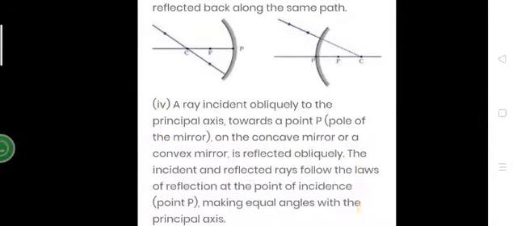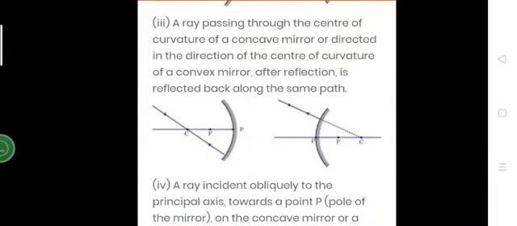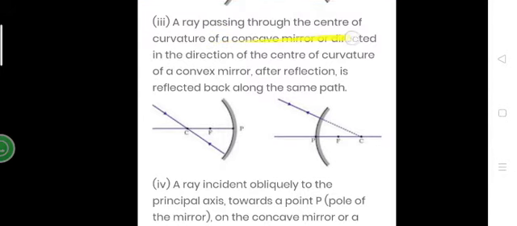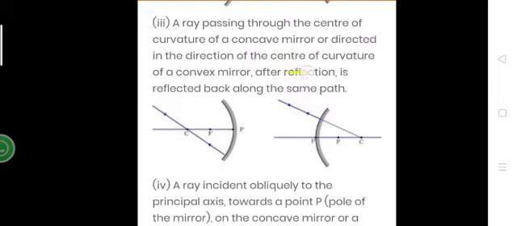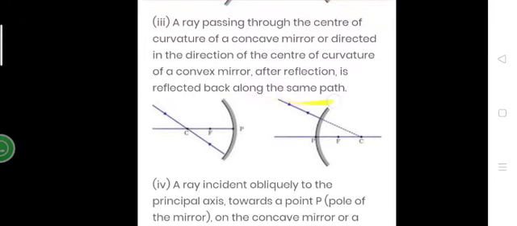And the third rule is a very simple rule, and it is very important, and that is many times asked in the board examinations. A ray passing through the center of curvature of a concave mirror, or directed in the direction of the center of curvature of a convex mirror, after reflection is reflected back along the same path. In case of concave mirror, it passes through the center of curvature and returns along the same path. But in case of convex mirror, it is directed towards the center of curvature, but it is reflected along the same path.